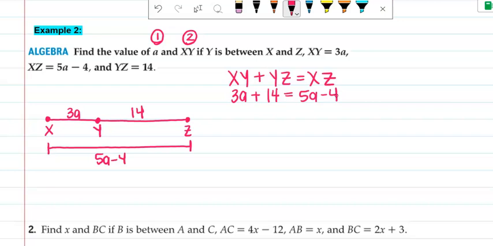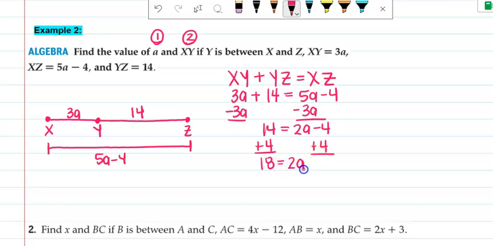And then you're just going to rely back on those Algebra 1 skills that I know you all have and solve this. So we can't combine any like terms. Let's subtract our 3A over. 14 equals 2A minus 4. Add our 4. Divide by 2. And we get 9 equals A. If you want to flip it around, feel free to flip it around. But we know that A is 9.